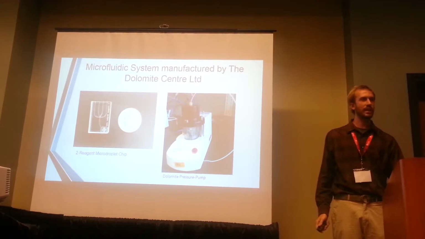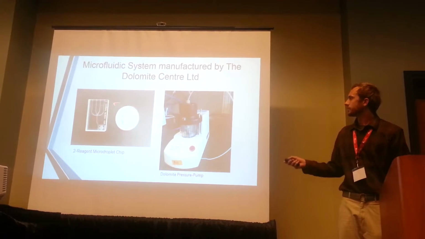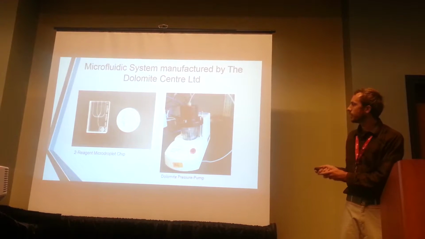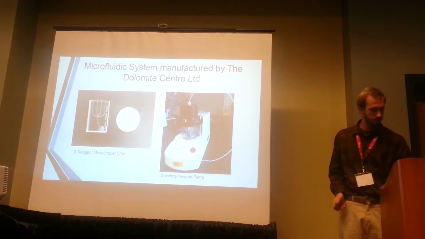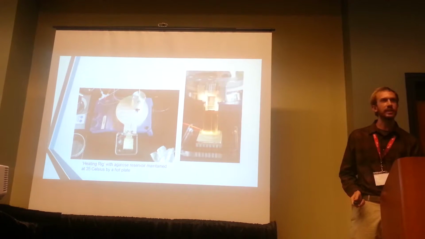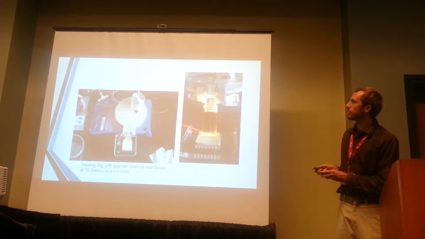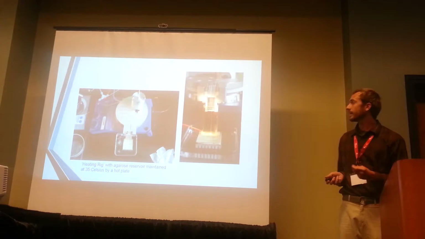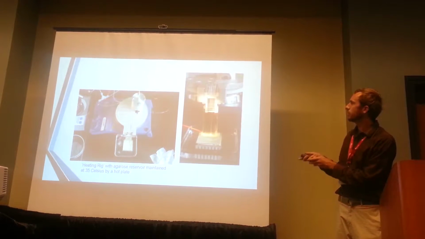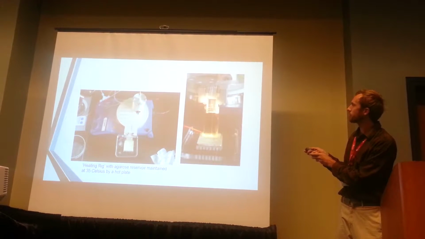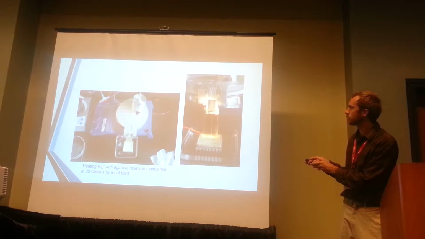So here are some pictures of the actual system. This is a dime for scale. This is our 2-reagent microdroplet chip. This is one of the pressure pumps. Another key to our system is this heating rig, which maintains our agarose in a liquid state and allows it to flow through these channels and into our chip before it's broken into droplets around here and then drops down into a cooled oil bath.